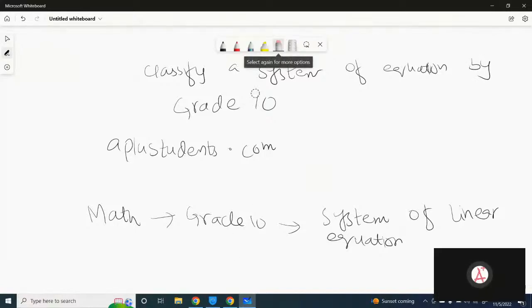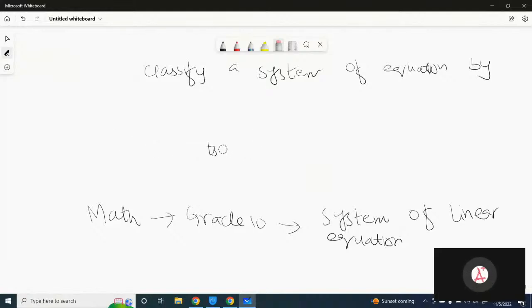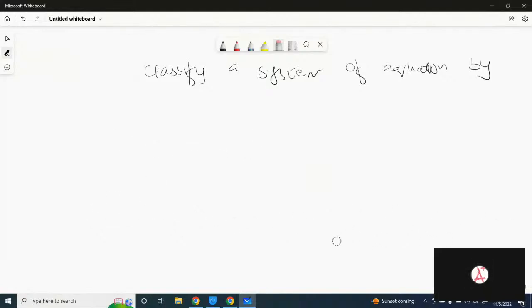Okay, make sure you have your notebook and pencil so that you can note down the important examples and definitions as well. Got it? Okay, let's start with an example.